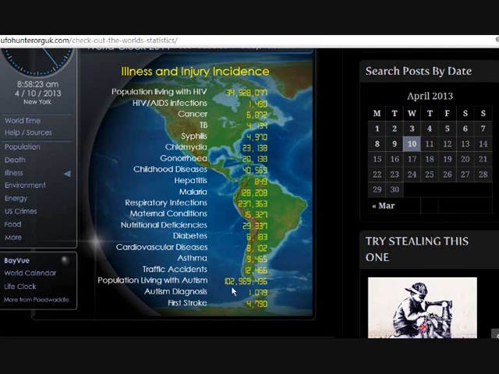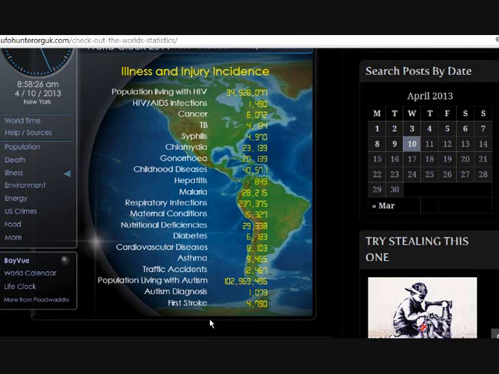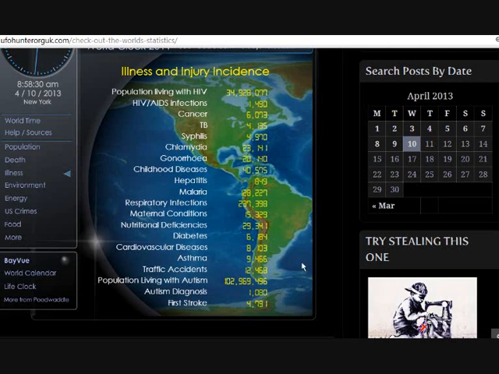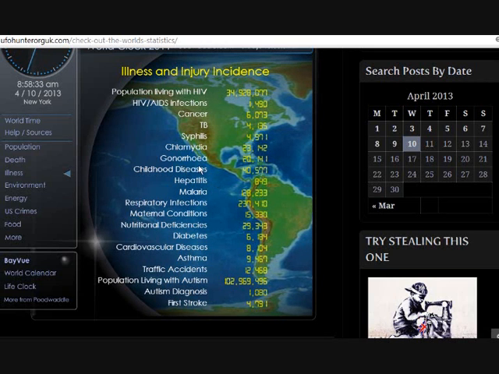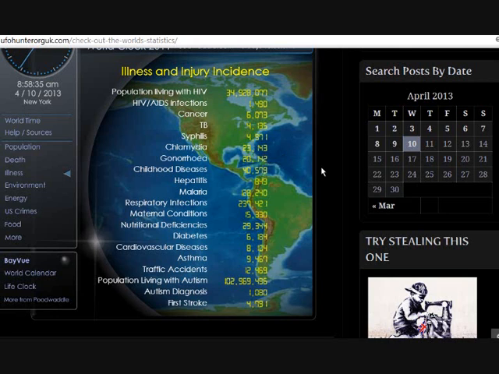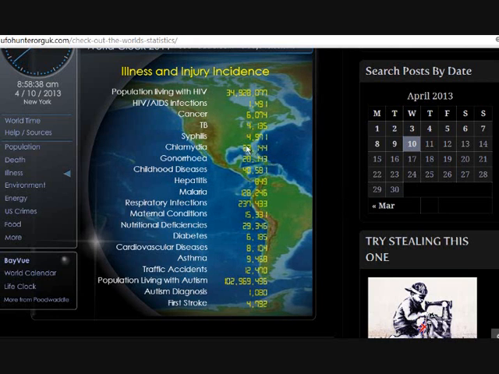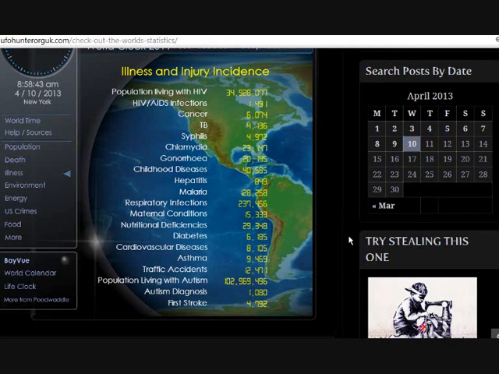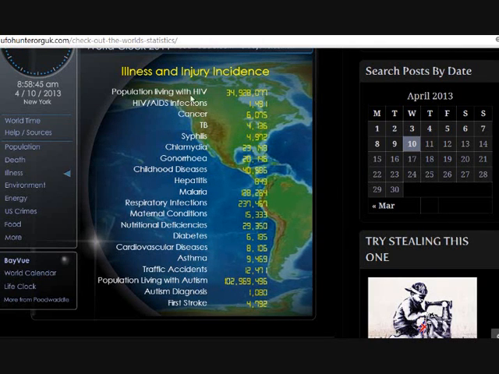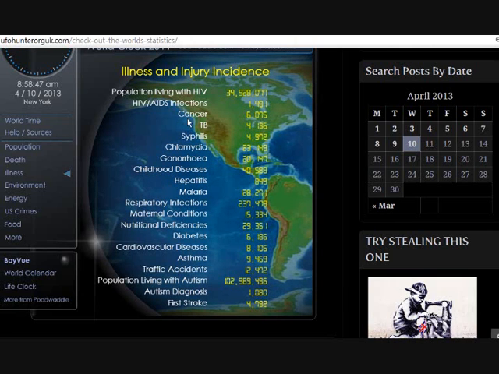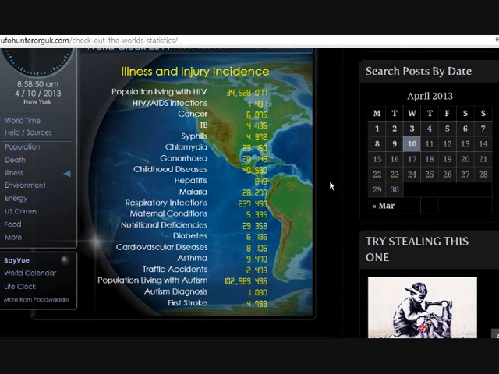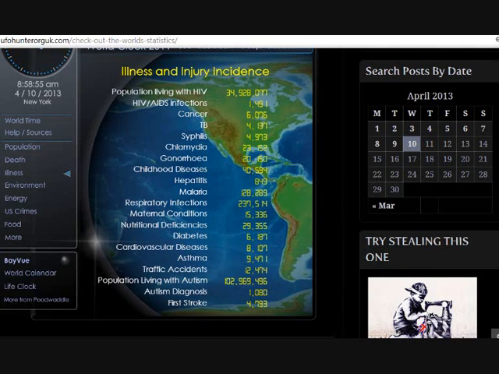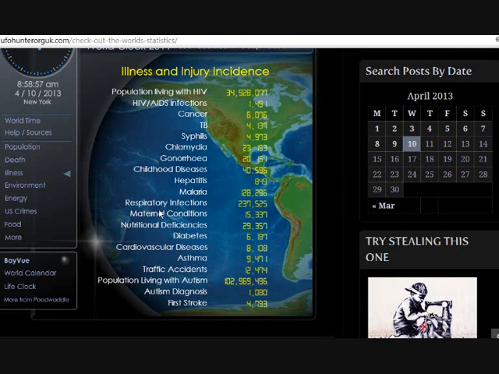This is quite shocking as well. Population living with autism. Autism diagnosis, that's going up 1,000. Shocking to see that gonorrhea and chlamydia are still up there. Chlamydia is 23,000 and gonorrhea is 20,000. That's shocking. Population living with HIV. Already, as I've been speaking to you, 6,000 people have been diagnosed with cancer. Oh, it's really shocking and disturbing. But the one that gets to me the most is the respiratory infections.